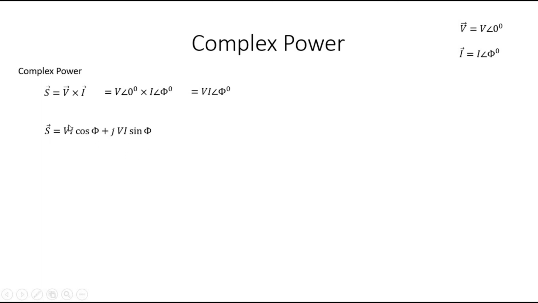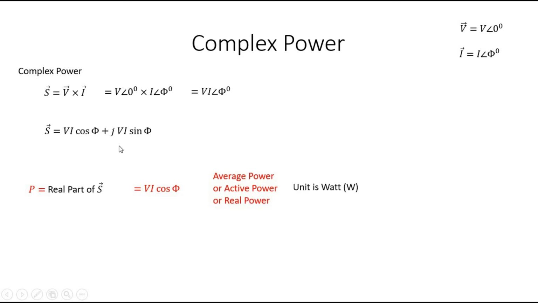If you look, this real part is VI cos phi. It is actually the average power. So the real part of S is VI cos phi, that is the average power. It is also called active power or real power, and the unit of this average power, active power, real power is watt. Then the imaginary part is VI sin phi. So the imaginary part of S equals VI sin phi. It is called reactive power and the unit is VAR.